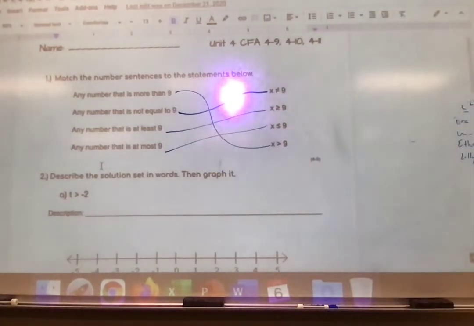Okay, so make sure you get these lines drawn. And again, pause the video if you need to anytime during this. And I'm going to erase here and move on.